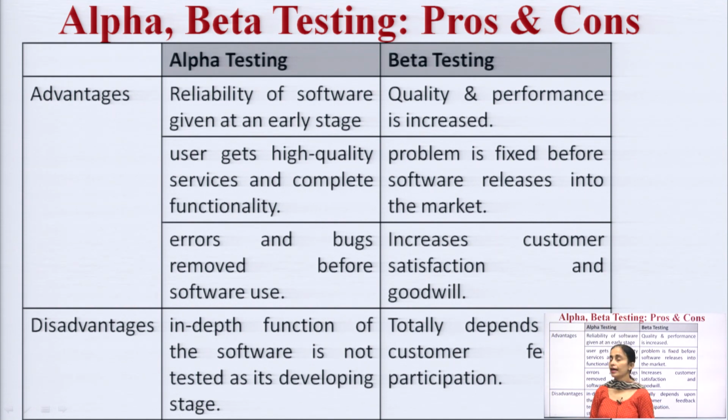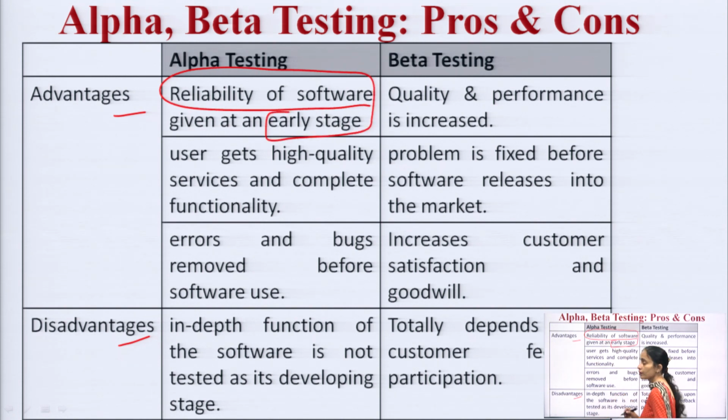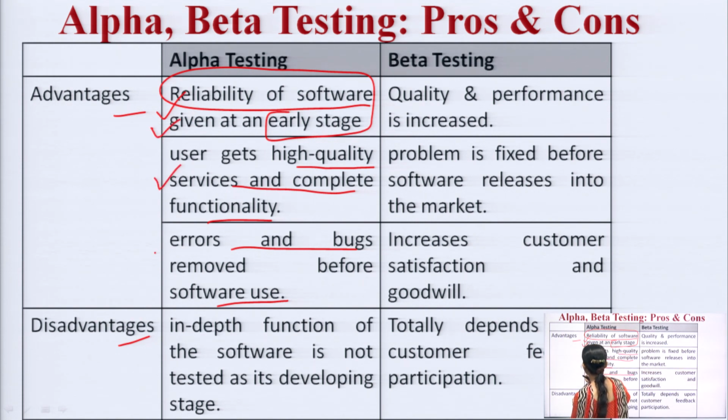Then let us discuss the advantages and disadvantages of alpha testing. Alpha testing checks the reliability of the software at a very early stage. We can look at the internal logic of the software and see how reliable it is for the customers before releasing it. That is its main advantage. Then the user gets high quality service and complete functionality. And errors and bugs are totally removed before the software goes into use. That is the main advantage of alpha testing: to focus on reliability, high quality service, and functionality.